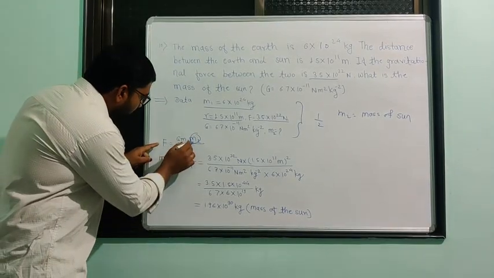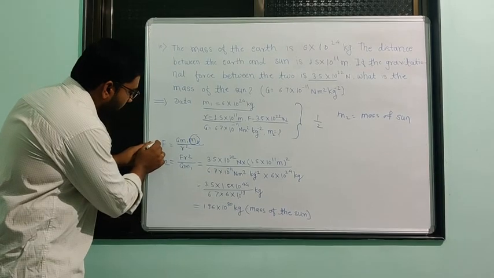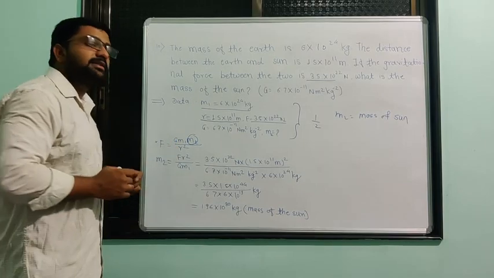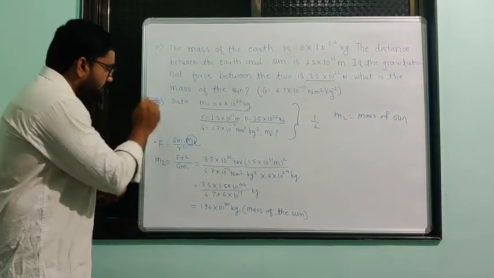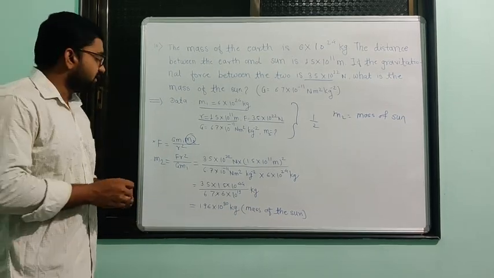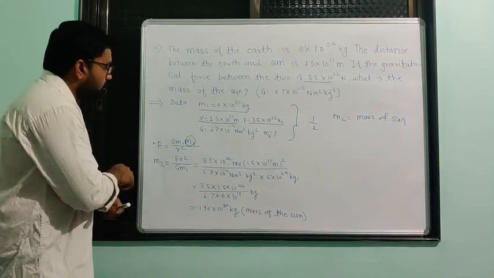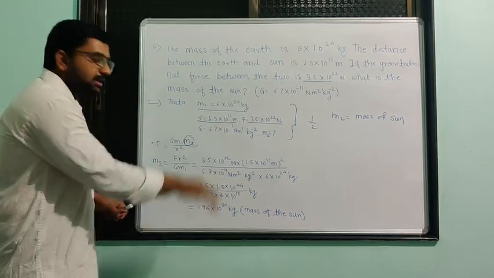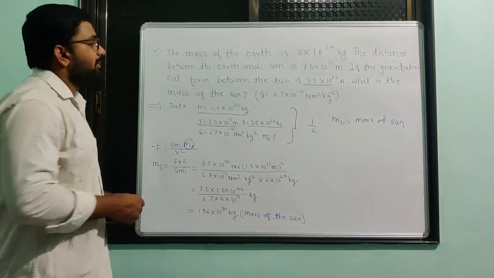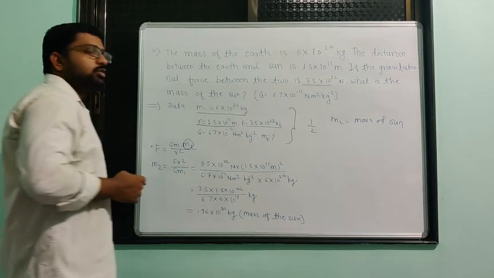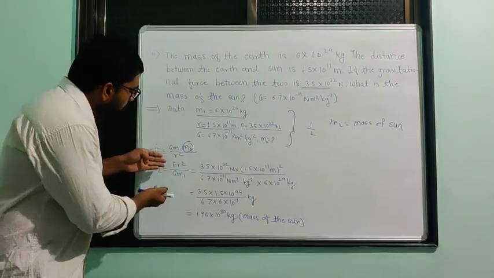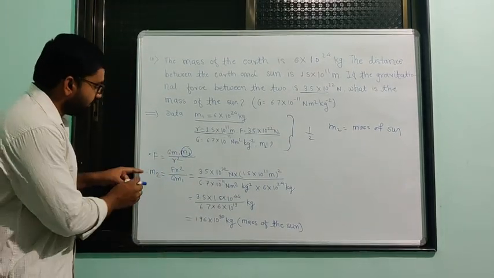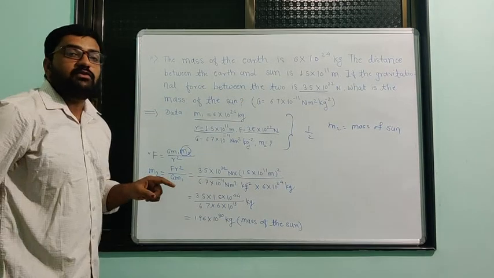As M2 remains here, r square moves across to become F into r square, and G into m1, which were in the numerator, go to the denominator. In such a way we get the equation for m2: m2 is equal to F r square divided by capital G into m1. This capital G has the value 6.7 × 10^-11. So we put in all these values and calculate, and we get m2, which is the mass of the sun.